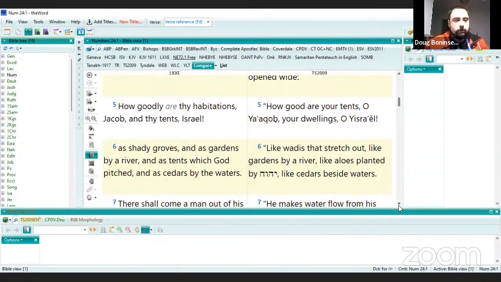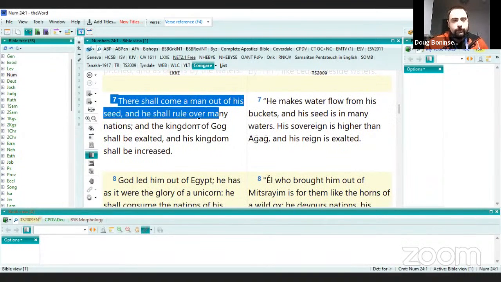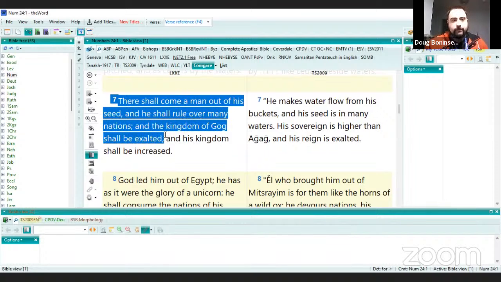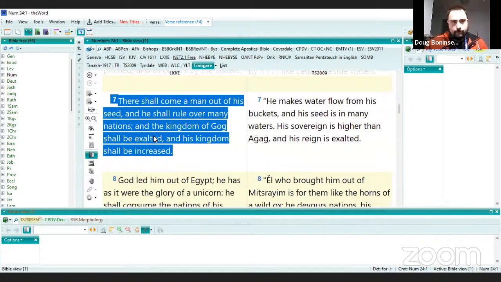All right. And there shall come a man out of his seed. He shall rule over many nations, and the kingdom of God shall be exalted, his kingdom shall be increased. What's weird here is that Gog is not mentioned. It says his kingdom is higher than Agag.